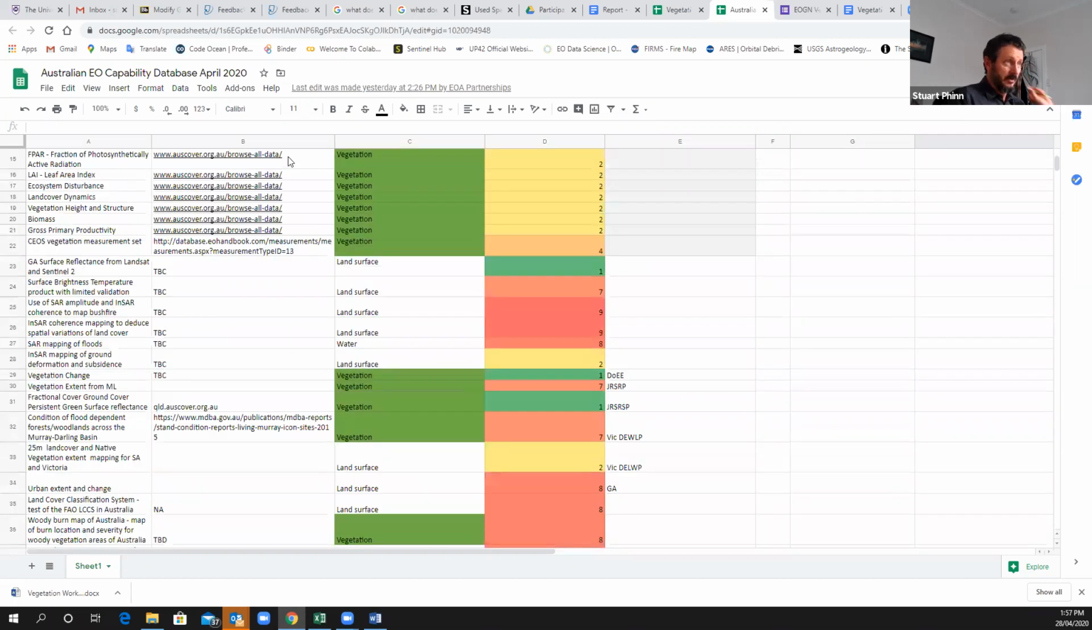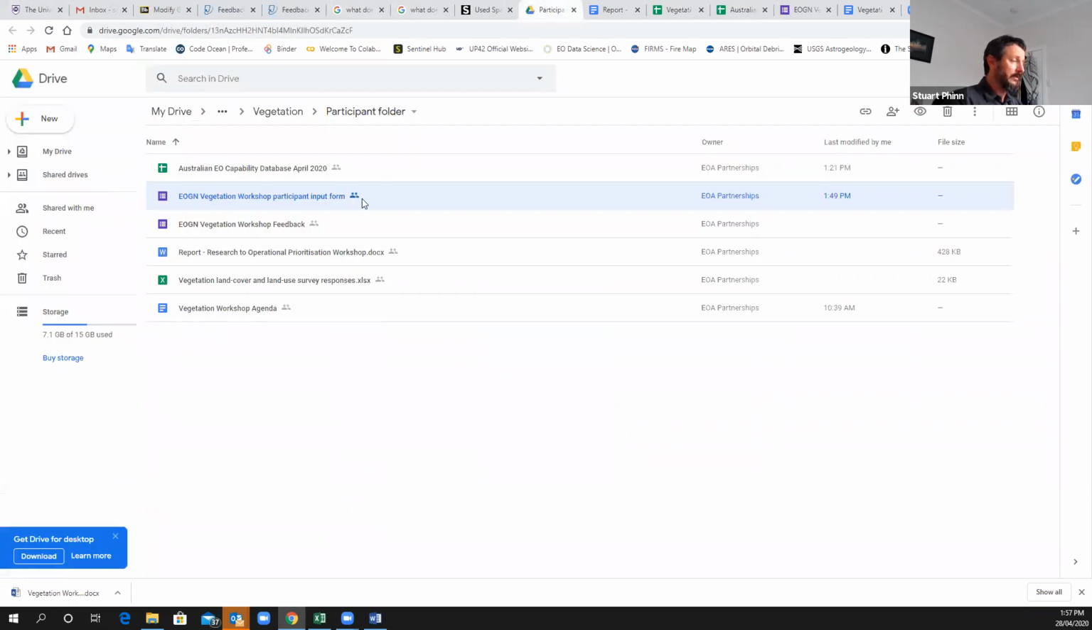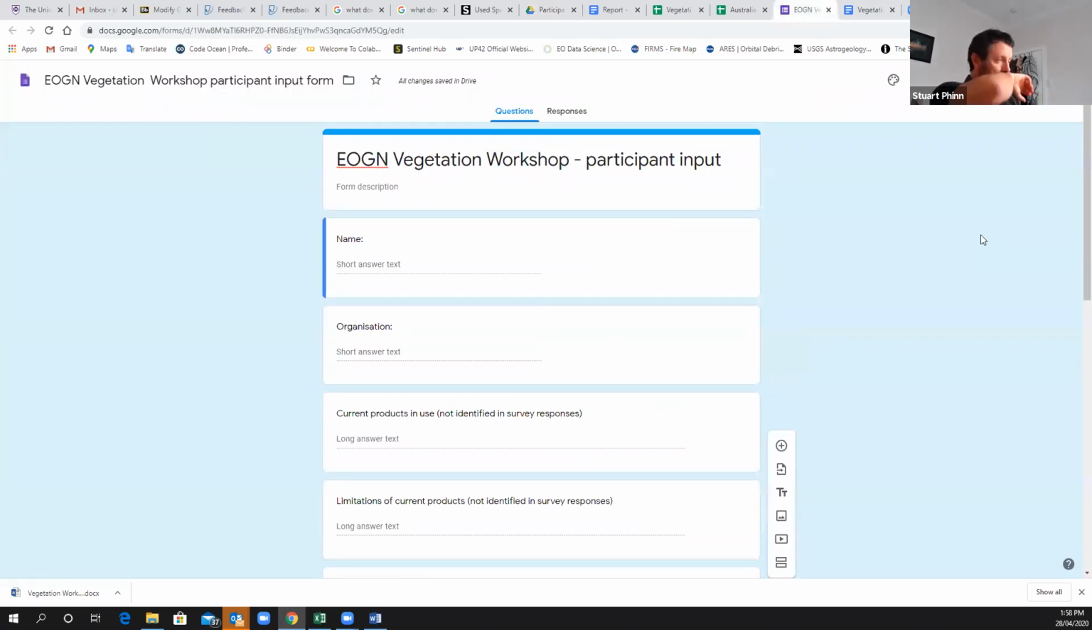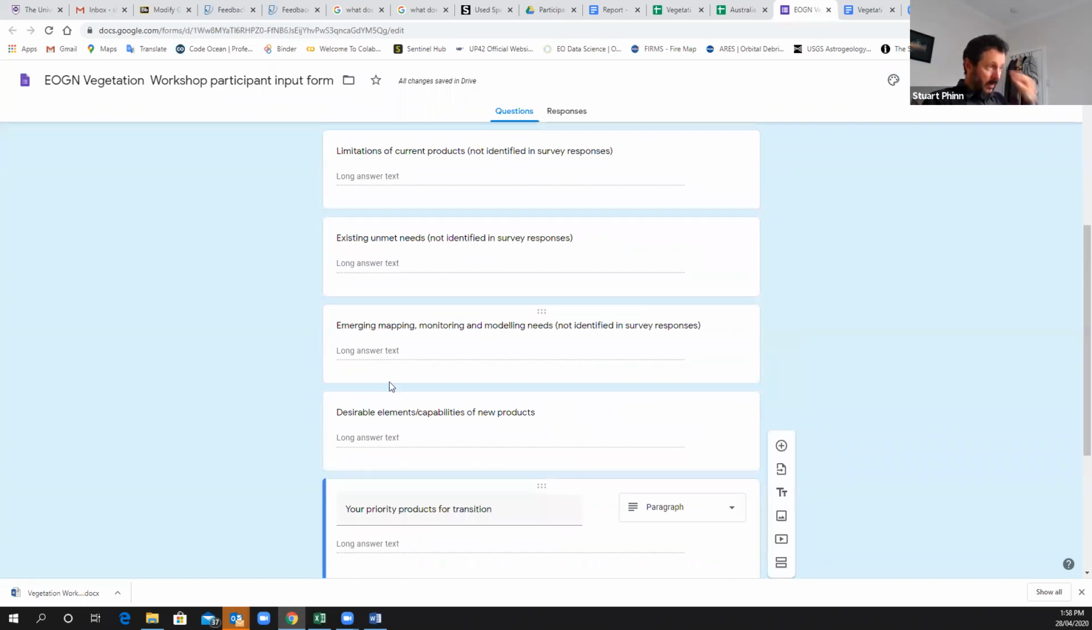That are all vegetation. So what we would like you to do is, in the participant folder, if you have access to that G drive at the moment, and we're aware some people don't, there is a link that says EOGN Vegetation Workshop Participant Input Form. If you click on that link, it will open up a page like this. And what we would like you to do is put in your name and your organisation, and there's one question there to focus on.